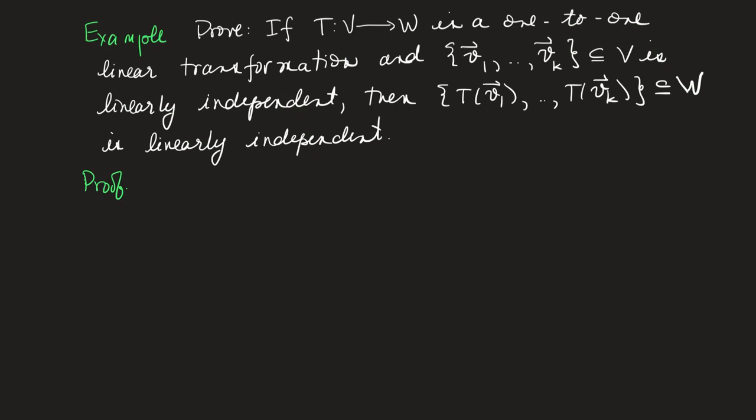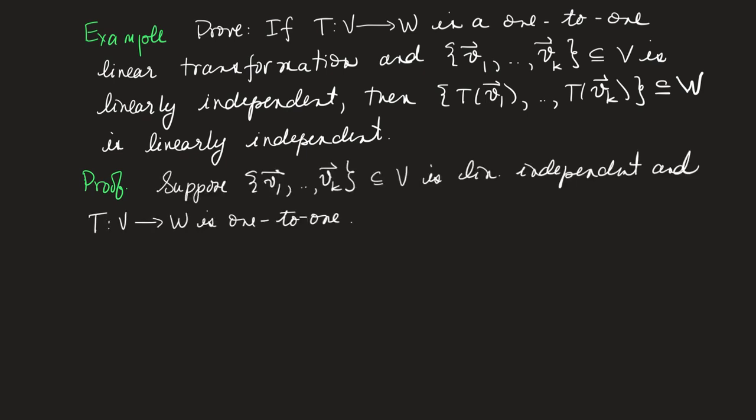In this video, I'm going to work through this proof. So I have a one-to-one linear transformation, and I have a subset of V that's linearly independent, and I want to prove that the image T of V1 up to T of Vk, which is a subset of W, is linearly independent in W. So let's go ahead and start by assuming our hypothesis.